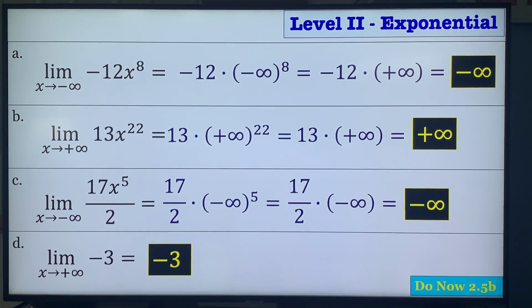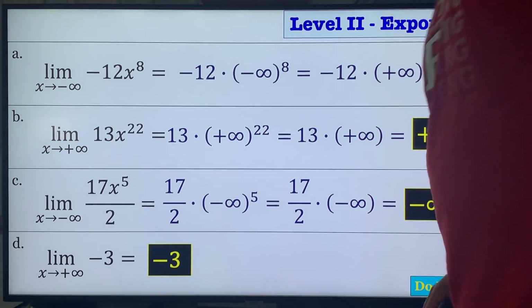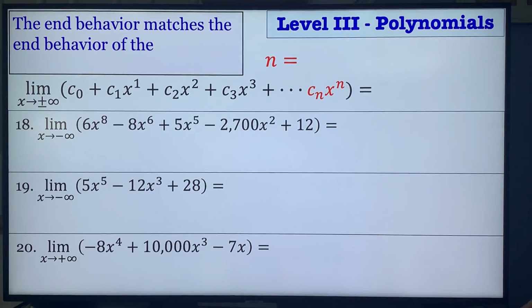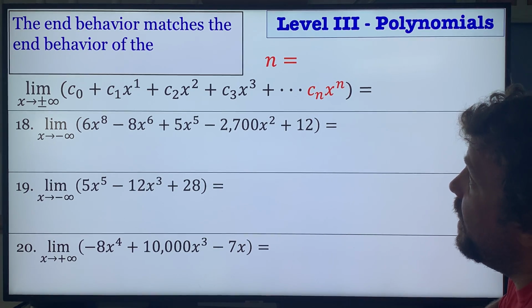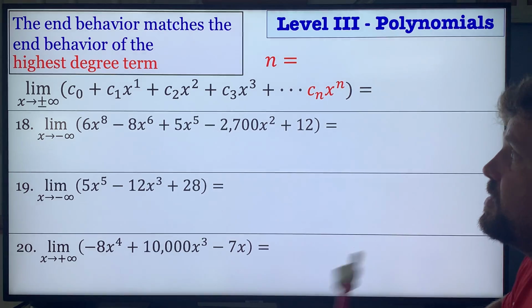Kind of liking that one, right? All right, end behavior matches the... Oh, we're about halfway through. That's good. End behavior matches the end behavior of the highest degree term.